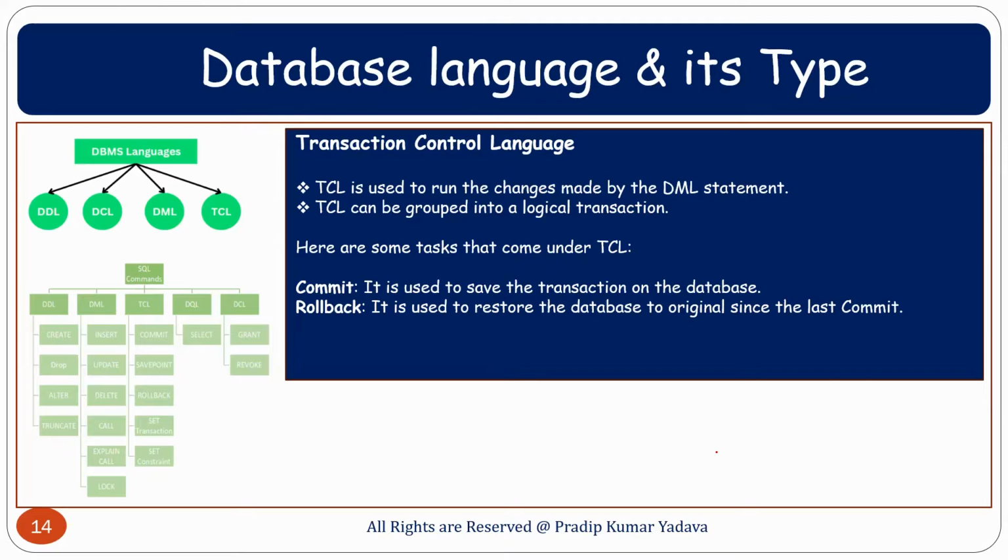Now this is the last one, that is transaction control language. So TCL is used to run the change made by the DML statement. TCL can be grouped into logical transaction. Commit means it is used to save the transaction in the database. Commit means your transaction is successfully committed. Rollback, it is used to restore the database to original since the last commit. Rollback generally works when your transaction has failed and you try to restore the data before the transaction. Okay.